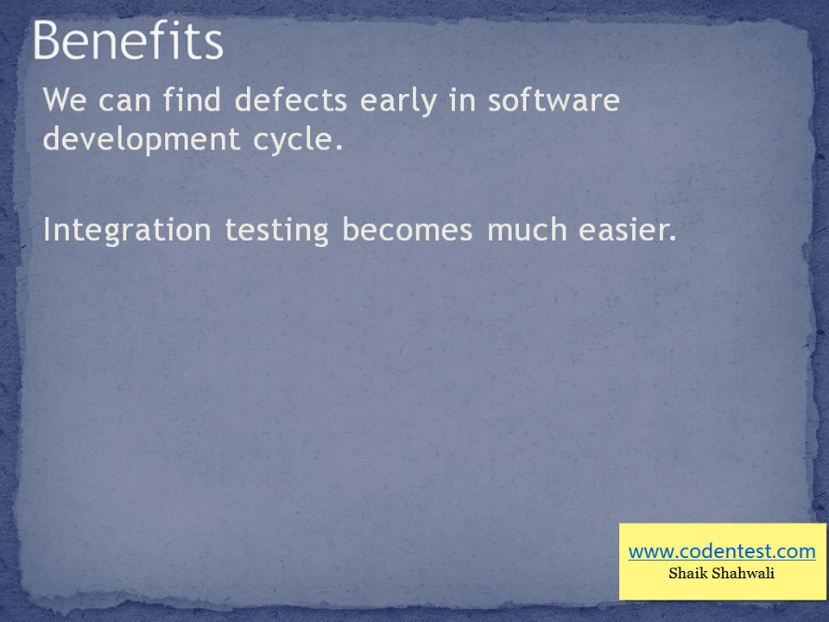Now, benefits of unit testing. We can find defects early in the software development cycle. For example, take any agile methodology like XP or Scrum. Unit tests are written even before the code is coded. This will stimulate programmers to think about conditions in which their code could fail. Because in unit testing we are writing both negative unit tests and positive unit tests. So programmers will have an idea about where their code could fail, and accordingly they could write the code.